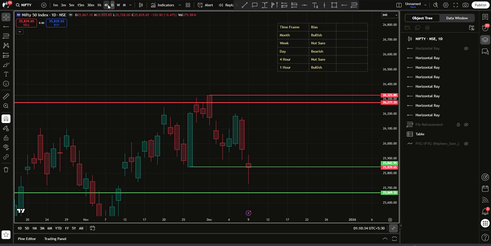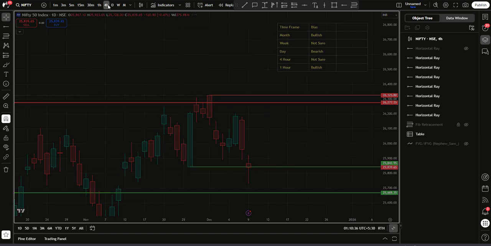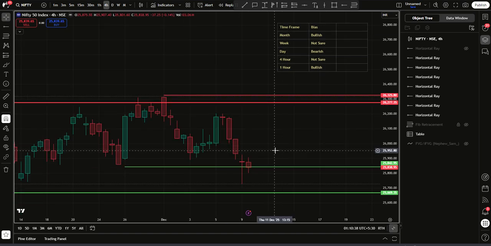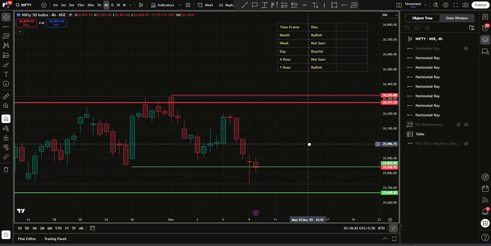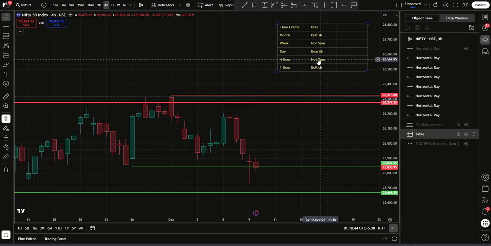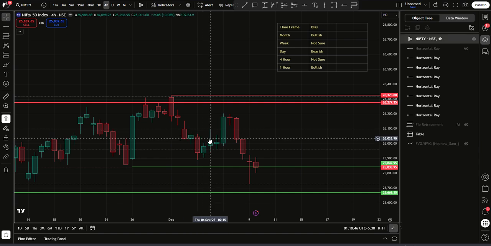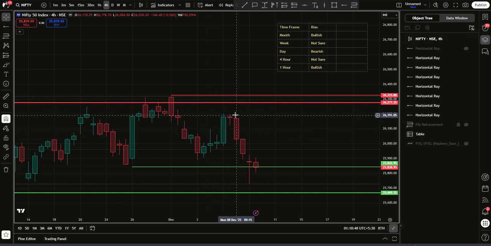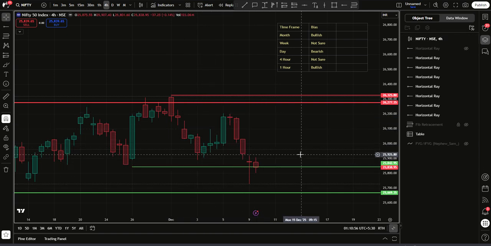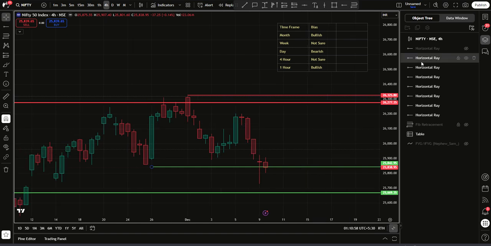Going on to the 4-hour time frame. Here it is, the 4-hour time frame. I have marked not sure. Why? Because this is a high and this is a higher high that is being created. I mean, this high has been taken out. If it's bearish, the high should have been protected, and this was a low. The low was also not protected. So let's see what happens. So I have no buyers in the 4-hour time frame.